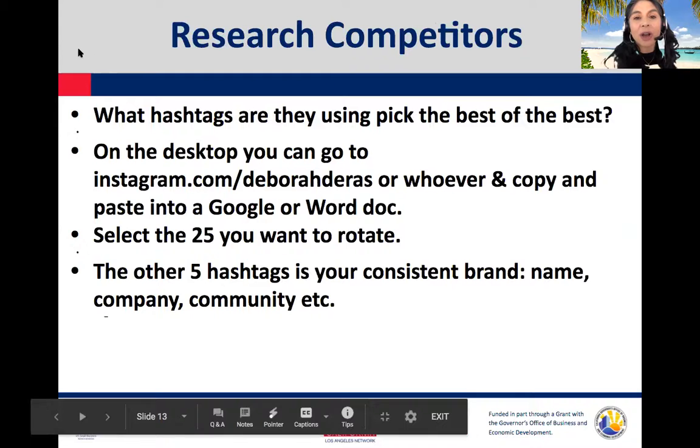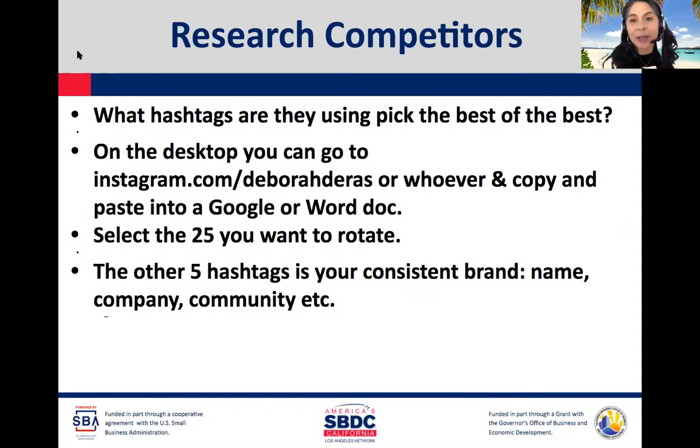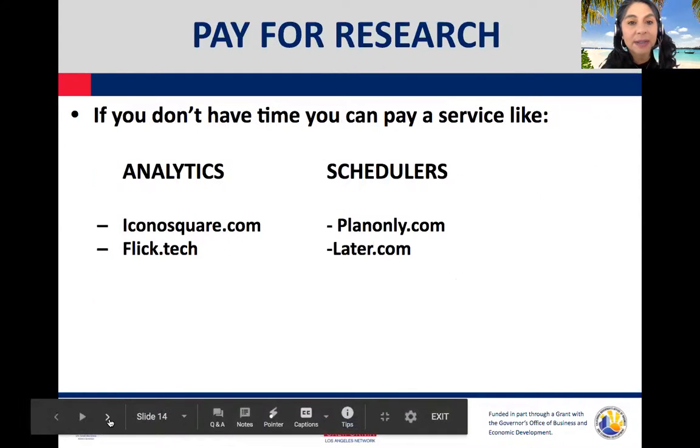So what hashtags are they using when you look at your competitors? You want to pick the best of the best, meaning the top 5 that they're always using. I showed you how to go to the desktop and you can copy and paste. You can select 25 or 15, like I said, to rotate. So Tuesday, you can use 5 hashtags. Wednesday, another 5. Thursday, another 5. You can see which ones get better engagement, better likes, better comments. And whichever one gets better likes and comments, keep using that. So success really does leave clues.